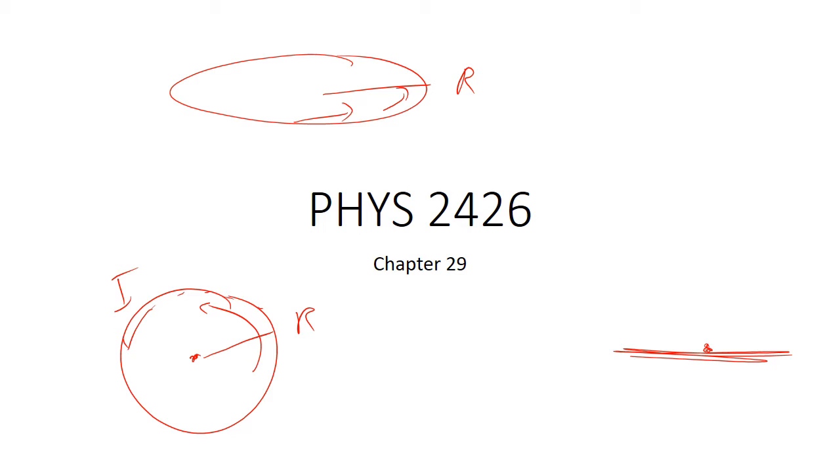So now I want to figure out what's the strength of that magnetic field in the center of that loop of wire. Okay, so we've got this loop of wire, and I want to find the magnetic field in the center of the loop. The law of Biot-Savart says that dB is going to be equal to mu naught over 4 pi I ds cross r hat over r squared.